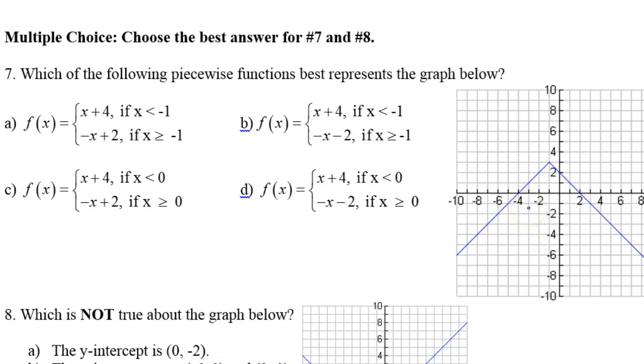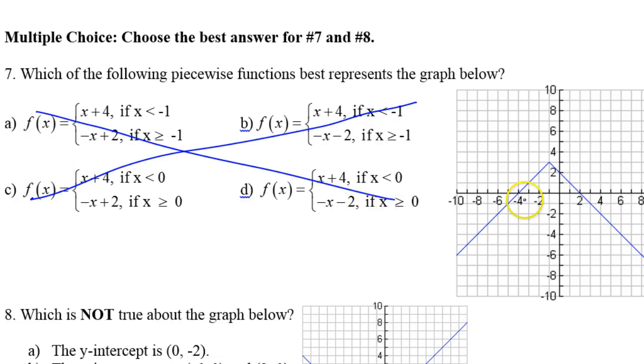But what I encourage you to do is just ignore these choices for a minute. Forget about those. Just look at the graph and make your own piecewise function, and then you can look back and see which one was right. So that's the baller way to do it, so of course that's the way I'm going to do it.